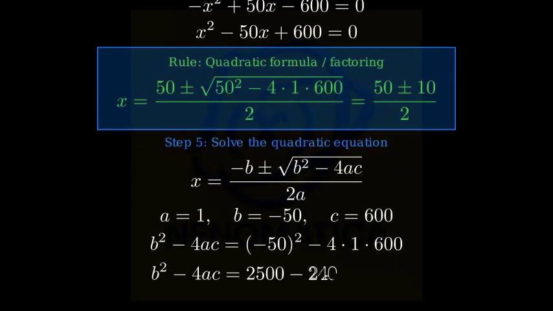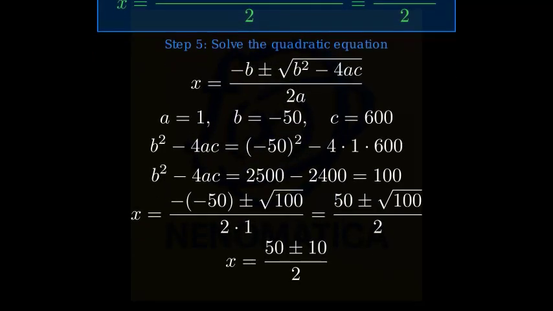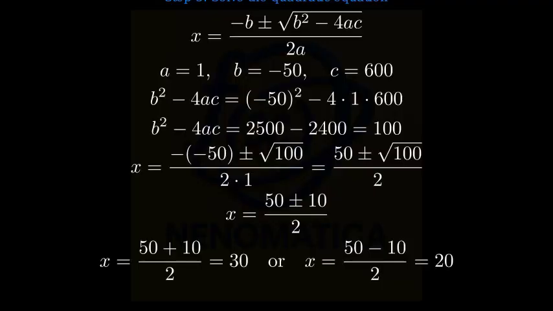That gives us 2500 minus 2400, which equals 100. Substituting back into the quadratic formula, we get x equals 50 plus or minus the square root of 100, all divided by 2. The square root of 100 is 10, so we have x equals 50 plus or minus 10, all divided by 2. This gives us x equals 30 or x equals 20.